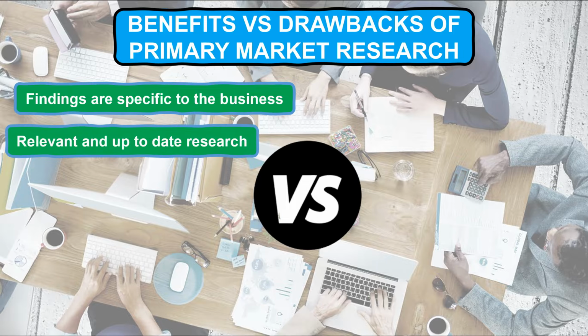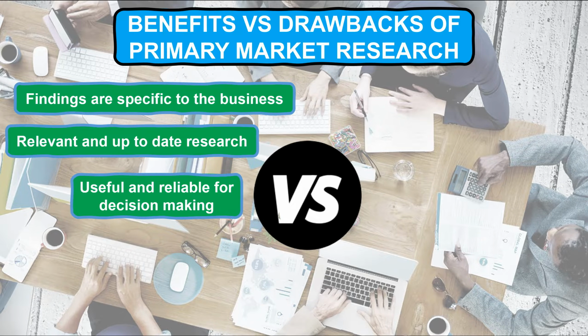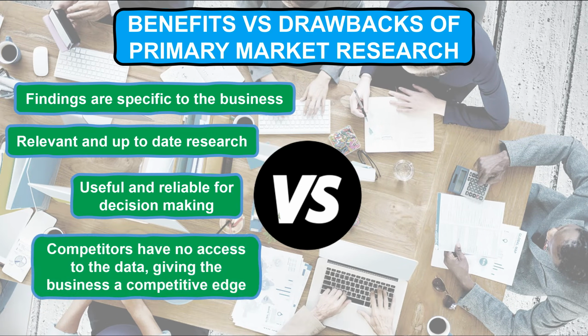Primary market research is also relevant, up to date, and the business has the flexibility to conduct research when it is required, which is so important in today's fast-paced business world, where research, which is just a couple of years old, could be completely outdated and inaccurate. The business can also design the research to contain a mixture of quantitative and qualitative data, which in turn makes the research more useful and reliable to make decisions from. Also, competitors have no access to the data, giving the business a competitive edge.